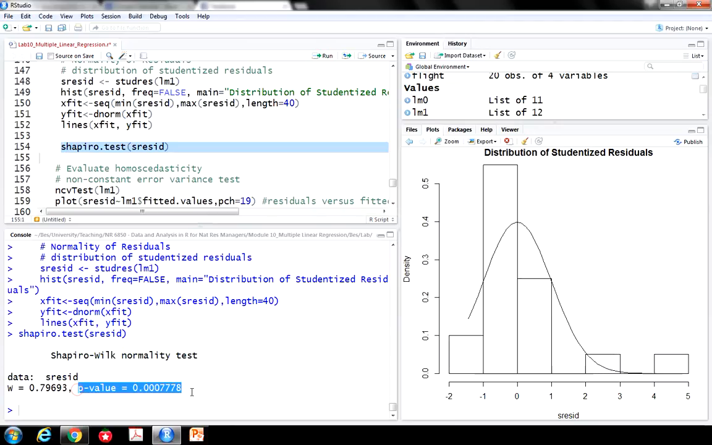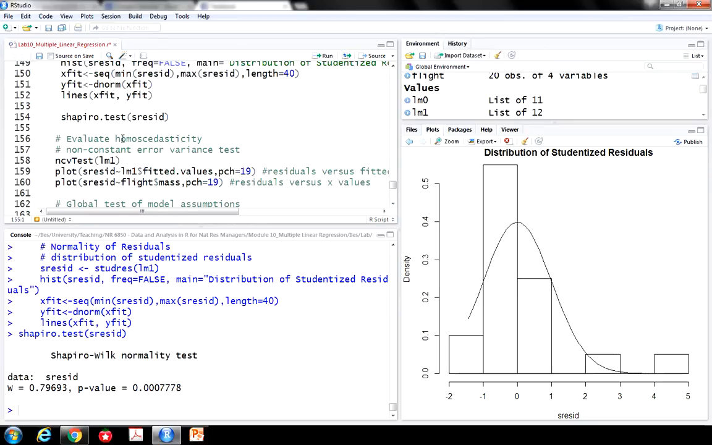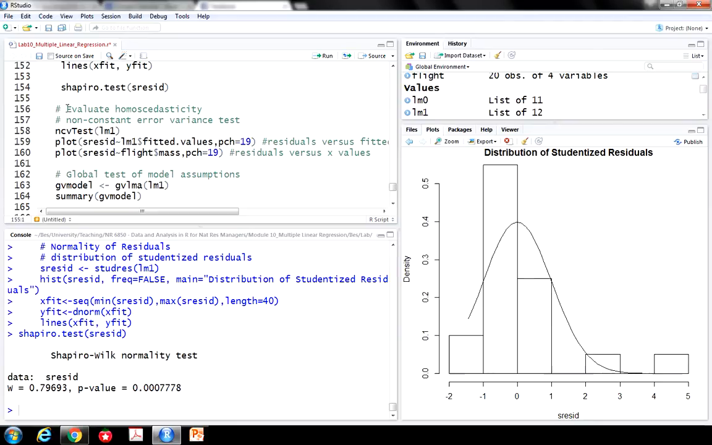And I see that my p-value is extremely low. So that again suggests that my residuals are probably not normally distributed in this. So I've sort of violated that assumption of normality. Now finally, let's evaluate this homoscedasticity assumption.